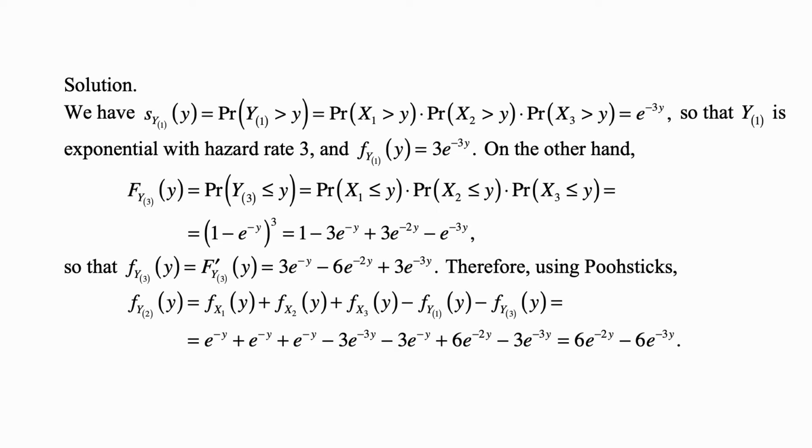And therefore, f sub Y2 of y is f sub X1 of y plus f sub X2 of y plus f sub X3 of y minus f sub Y1 of y minus f sub Y3 of y. So that's equal to e to the minus y plus e to the minus y plus e to the minus y minus 3e to the minus 3y minus 3e to the minus y plus 6e to the minus 2y minus 3e to the minus 3y. And after we cancel out things that cancel out, we obtain 6e to the minus 2y minus 6e to the minus 3y.